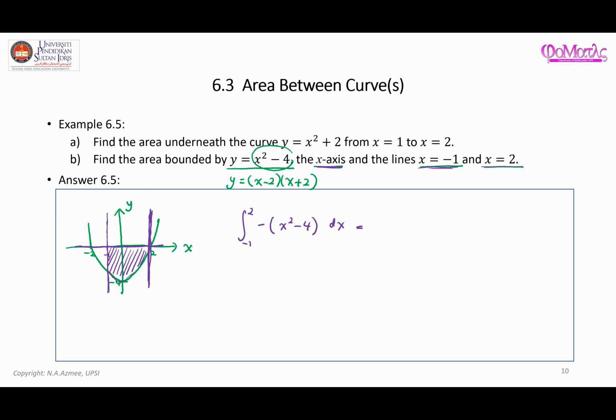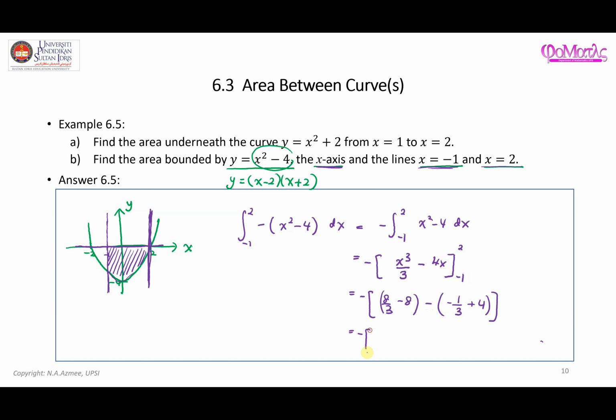These are the limits here. And we have x squared minus 4 dx. This becomes x cubed over 3 minus 4x, with the limit from 2 and negative 1. Next, we evaluate the limit here. 2 to the power of 3 is 8 over 3. So this is 8 over 3 minus 4 times 2, which is 8, minus negative 1 to the power of 3, which is negative 1 over 3, minus negative 1 times 4, which is plus 4.